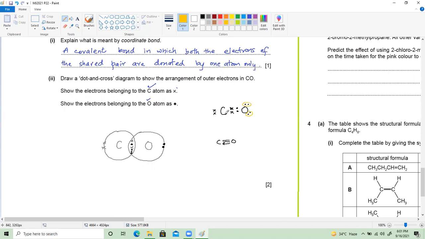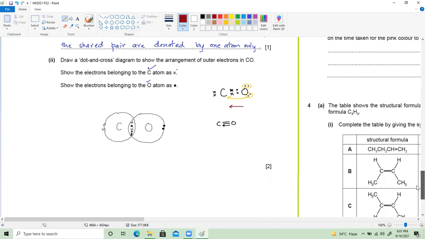You can see the octet of carbon is still not completed. So what does the oxygen atom do? It shares its lone pair of electrons with the carbon, and thus a dative covalent bond is made. Usually a dative covalent bond is shown with the help of an arrow, where the tail of the arrow is towards the donor atom, and the head of the arrow is towards the acceptor atom. So it's an example of a dative covalent bond.